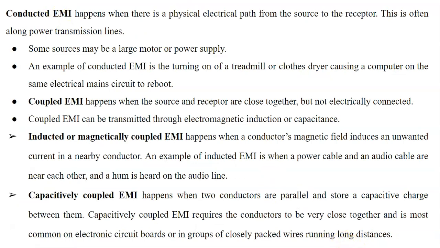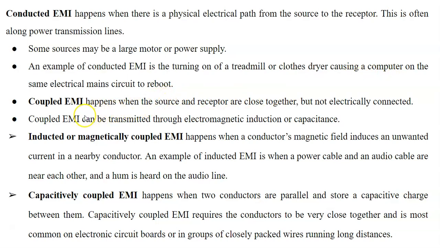Conducted EMI happens when there is a physical electrical path from the source to the receptor. This is often along power transmission lines. Some sources may be a large motor or power supply. An example of conducted EMI is turning on a treadmill or clothes dryer, causing a computer on the same electrical mains circuit to reboot.